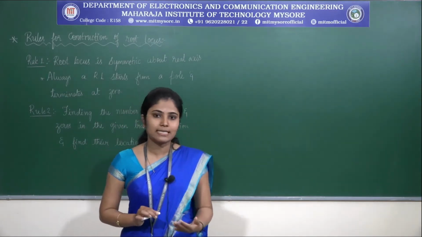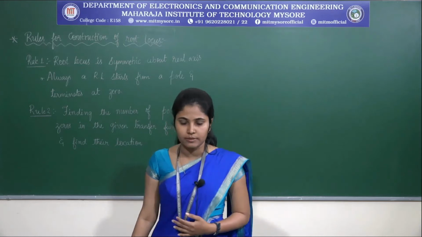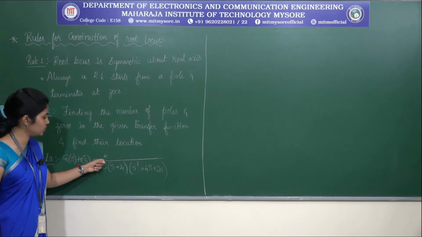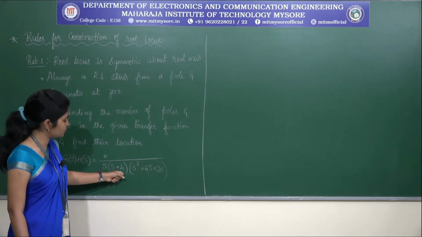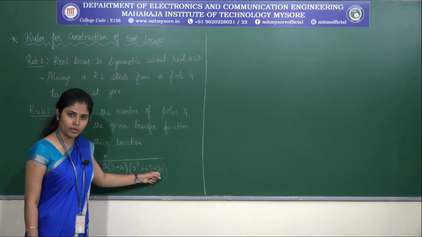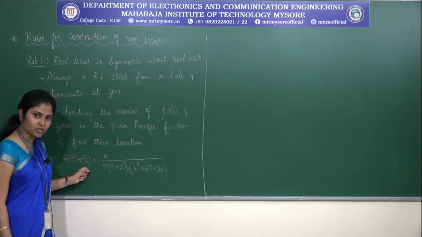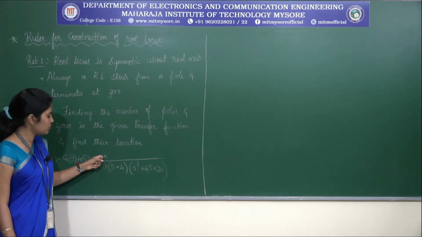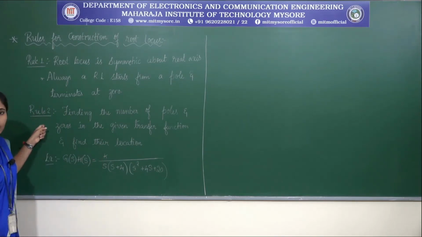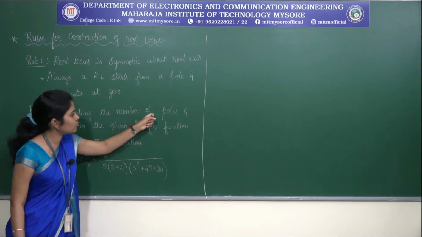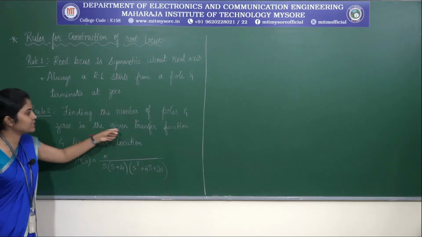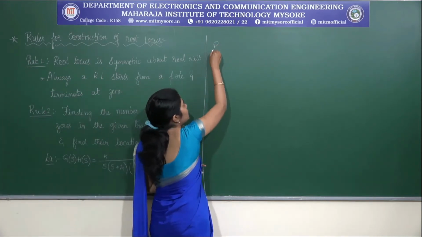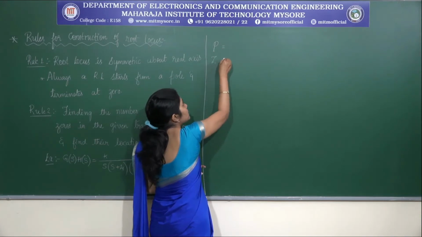So now let us take an example and see how rule 2 is done. I have taken an example, the open loop transfer function G(s)H(s) which is equal to K divided by s into (s plus 4) into (s square plus 4s plus 20). We all know in the transfer function, in the numerator we will have zeros and in the denominator we will have poles. Now looking into this, according to rule number 2, I need to find out the number of poles and zeros in the given transfer function. That is the first criteria. So always the number of poles are denoted by P and the number of zeros are denoted by Z.